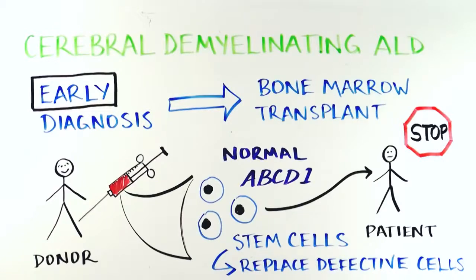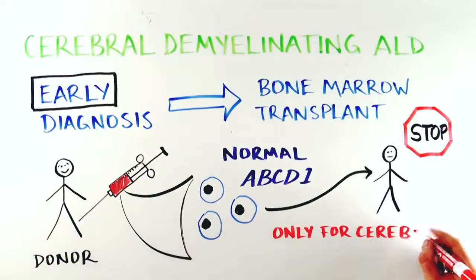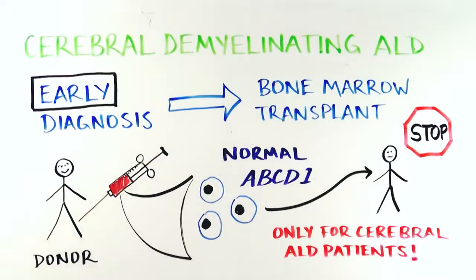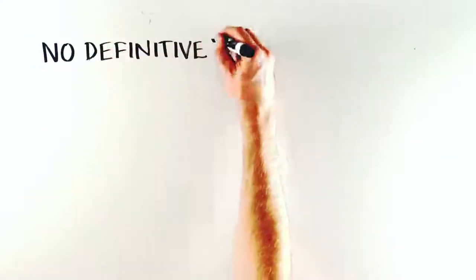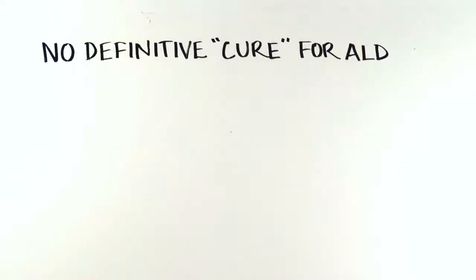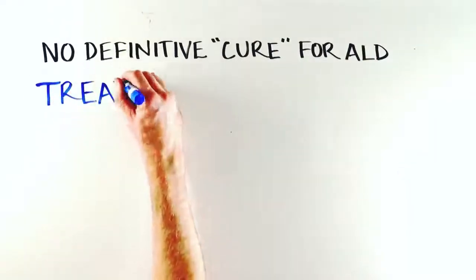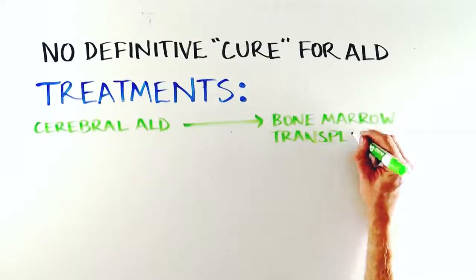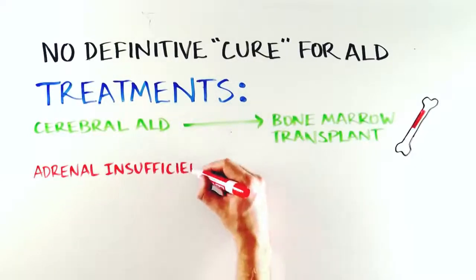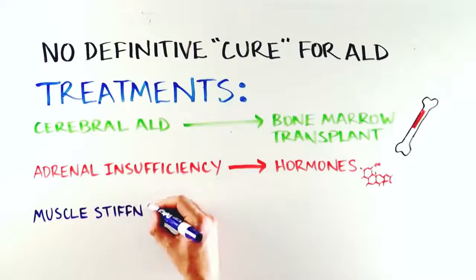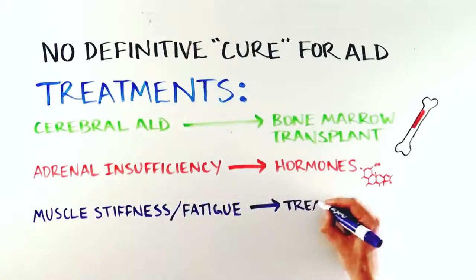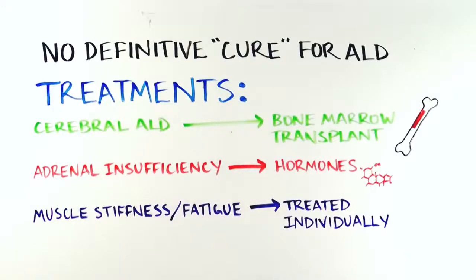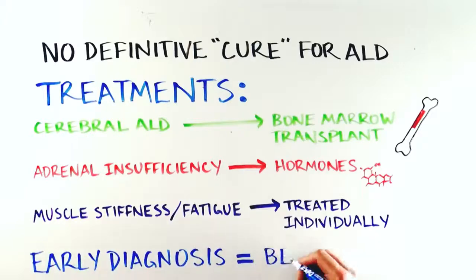Lastly, because bone marrow transplant carries the potential for serious side effects, it should only be used in patients with cerebral ALD. Unfortunately, there is no definitive cure for ALD, although some effective treatments do exist for cerebral ALD, bone marrow transplant, and adrenal insufficiency, hormone supplements. We can also treat individual symptoms like muscle stiffness and fatigue depending on the patient's condition. In ALD, earlier diagnosis allows for better treatment.